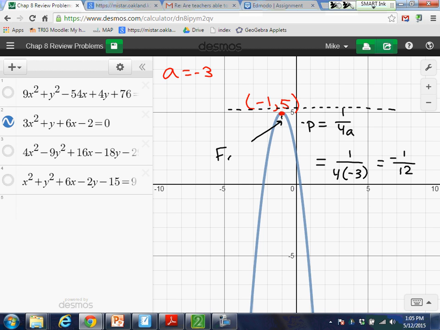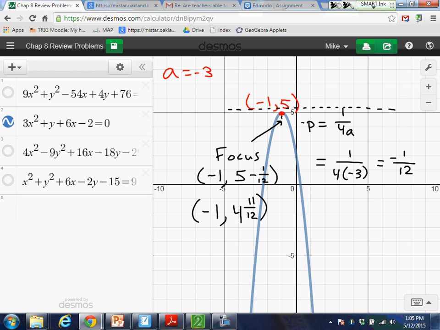So the focus, the x value is still negative 1. The y value is 1/12 less than 5. Or if you want to be a little neater on that, 5 minus 1/12 is going to be 4 and 11/12. Okay, so that's going to be the focal point.